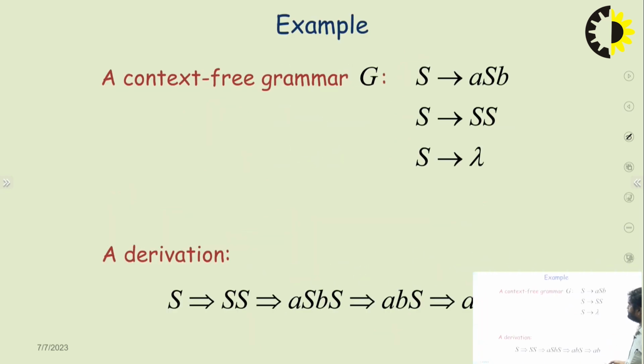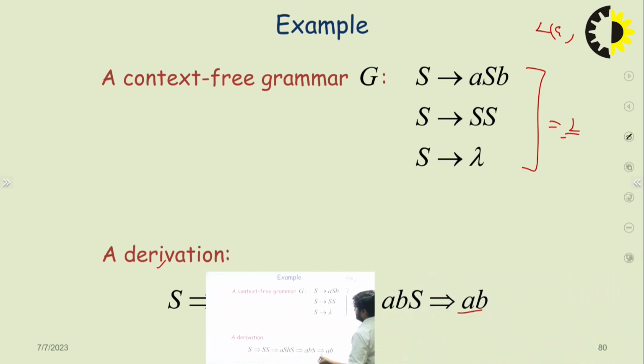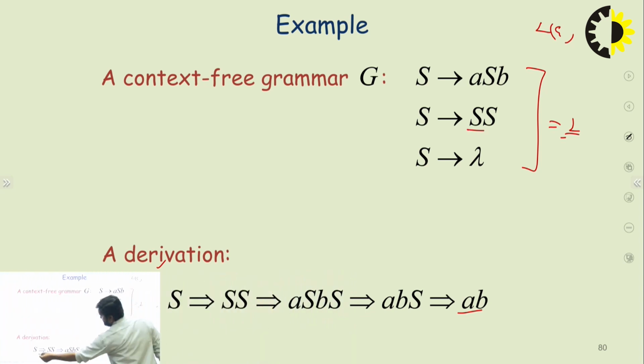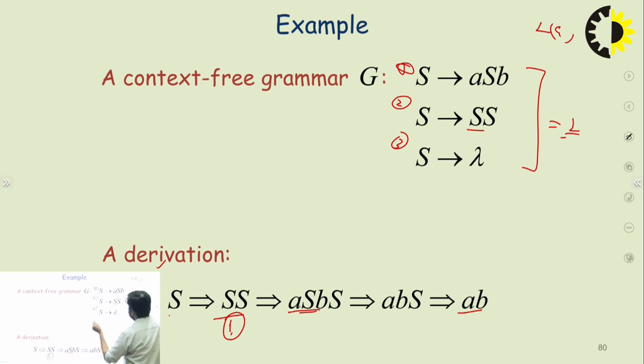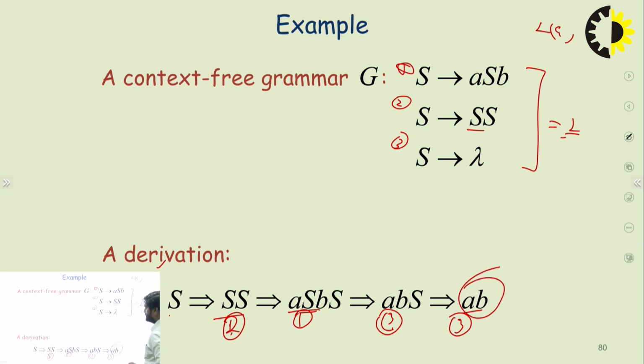Now we check another grammar and the language generated by this grammar. First we check the derivation. Derivation is a process to generate a string. Now we take the smallest string to generate. We take the S to SS production. In S, we use the 1, 2 and 3 productions. Here we use the first production, aSb, this is the first and this is the second production. Here we use the third production, and here also the third production. It generates the smallest string, ab.